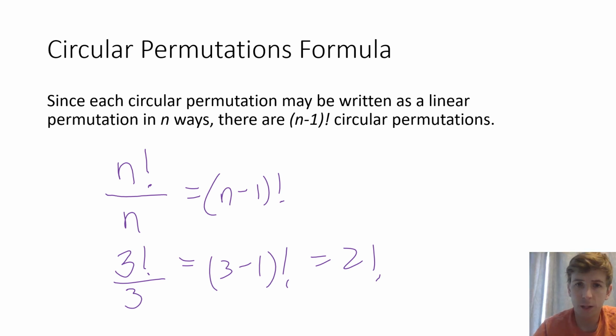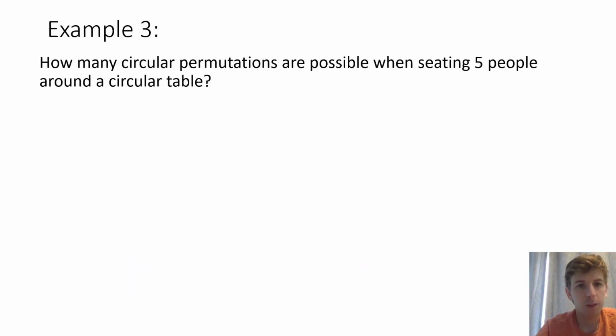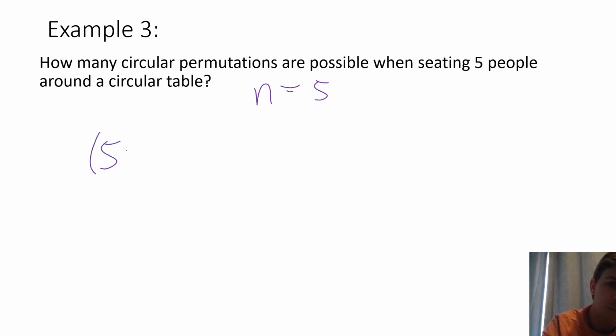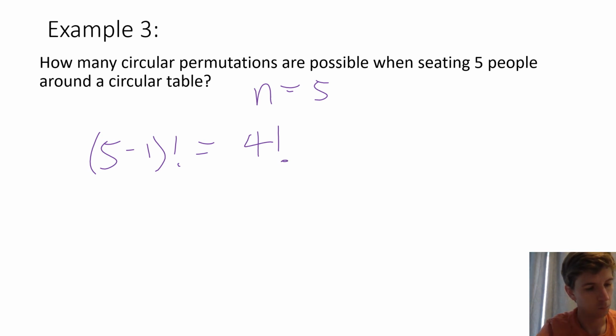So a quick example of using that. How many circular permutations are possible when seating 5 people around a circular table? It's very simple using our formula. Here, n is 5, so it's just going to be 5 minus 1 factorial, or 4 factorial, which is just 24.